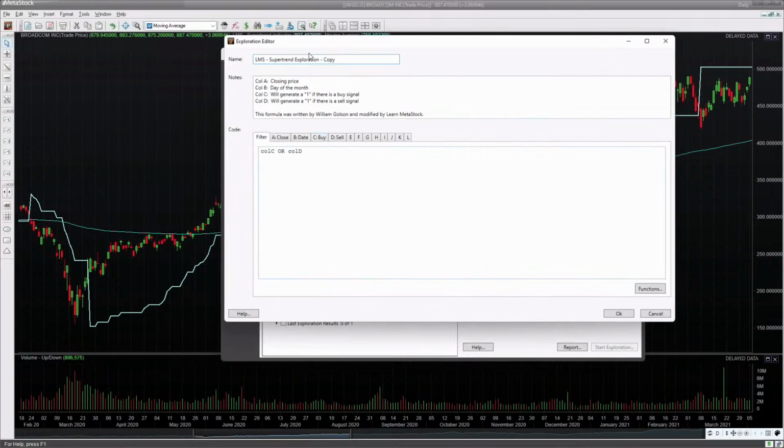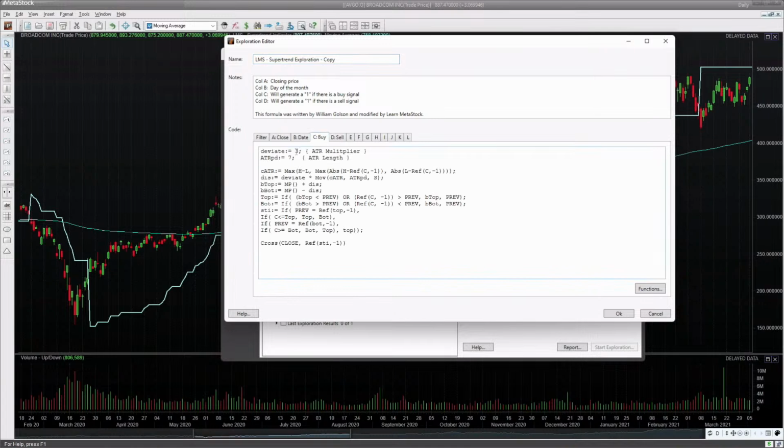That way I've got my original setup, so this is just marked as copy. Then I'd go underneath the buy column and just change these parameters. So again, I changed the multiplier, for example, to 5, changed the length of it to 38, and then do the same thing for the sell signal here too. So change that to 5, for example, change the length to 38, click on OK.